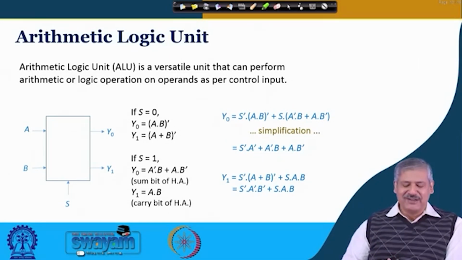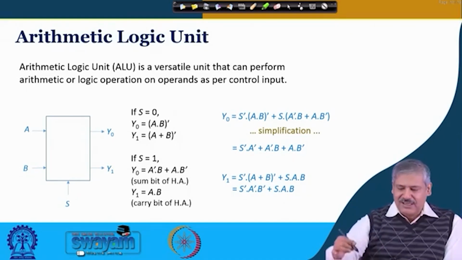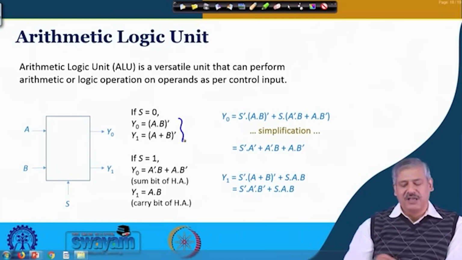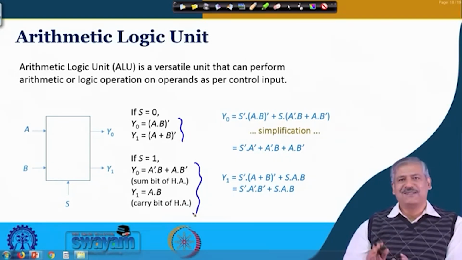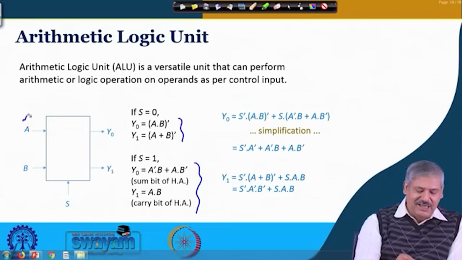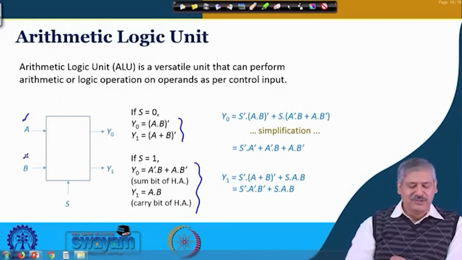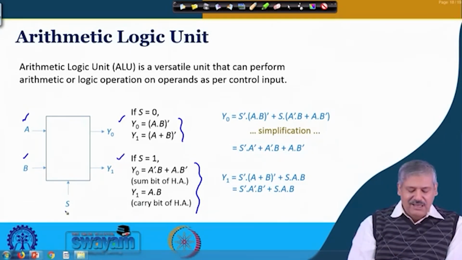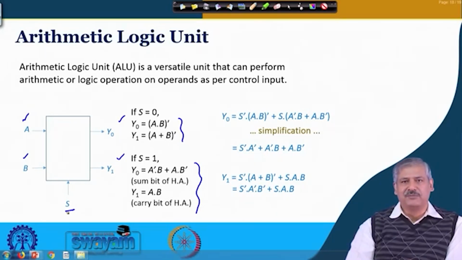First we look at a simple circuit where we are doing a 1-bit operation, and the operation that we do here is either a logic operation NAND, or NOR, or a half addition. So, it has two inputs A and B. These are the operands, and the results of the operation come out in y0 and y1, and S is the select input. Only one select input is there.